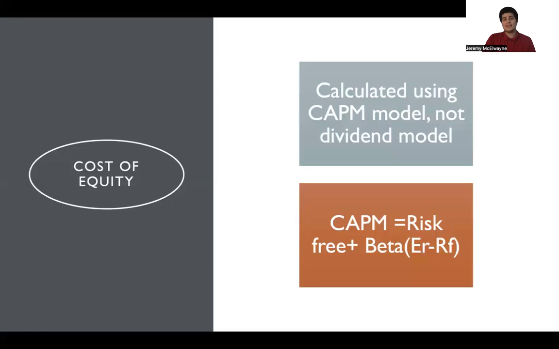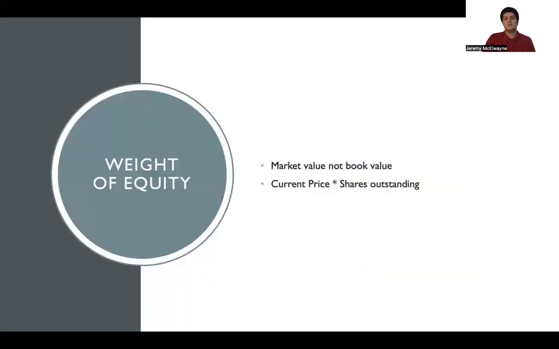The cost of equity is calculated a little bit differently. It's calculated using the CAPM model, not the dividend model. CAPM consists of the risk-free rate plus the beta times the expected return on the market minus the risk-free rate, or beta times market risk premium. Now, looking at the weight of equity, you have to calculate the market value of the shares. This may not be found on the balance sheet. However, you can find the price of the shares and the amount of shares outstanding, and this will give you the correct weight.